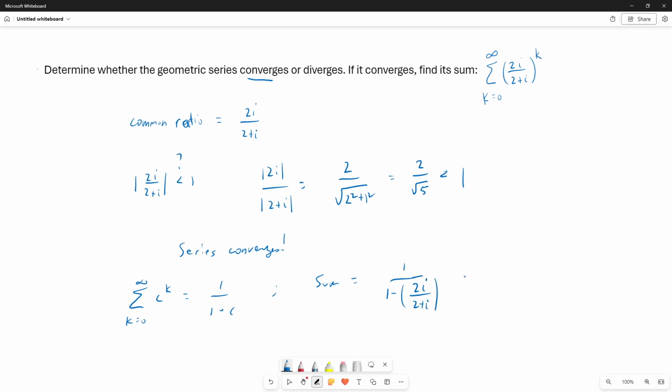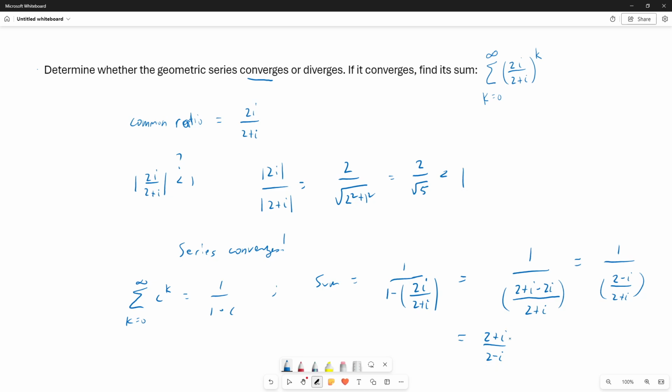And now we'll simplify this. 1 over, and then in order to subtract here, we need a common denominator, 2 plus i. And so this is 2 plus i minus 2i over 2 plus i, which is 1 over, and here we have 2 plus i minus 2i is 2 minus i, over 2 plus i. So the sum is 2 plus i over 2 minus i.